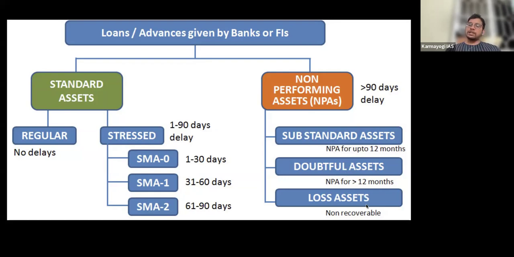And if it feels that there is a difficulty of recovery, there is no possibility that it will be able to come back even beyond 1 year, then it is called a loss asset. So this is called a non-performing asset, and these are called stressed assets, right? So this is also important.